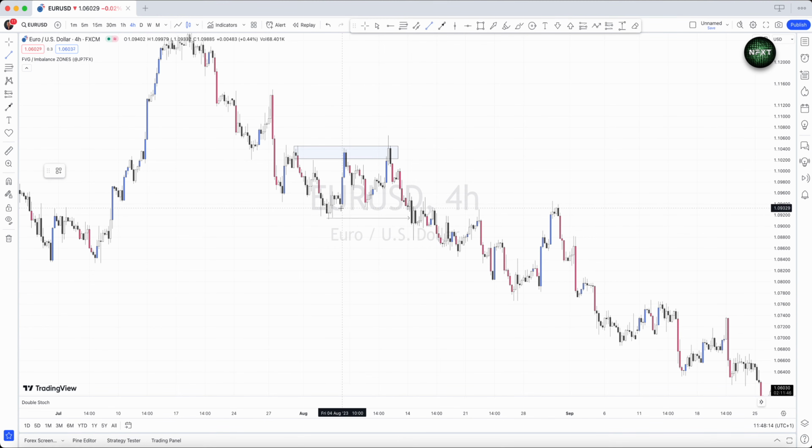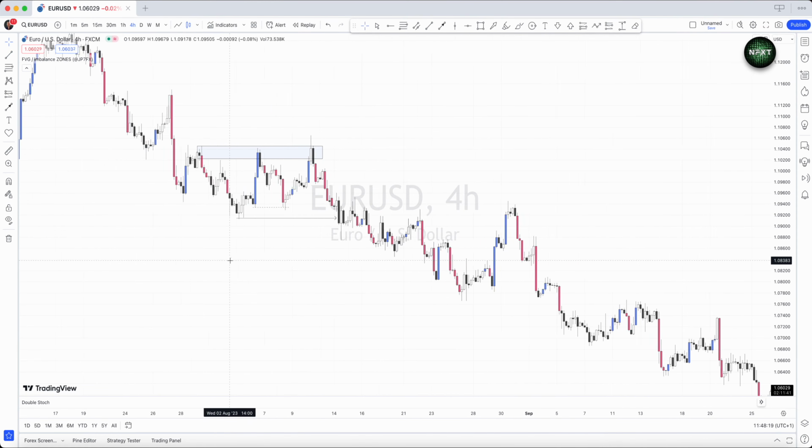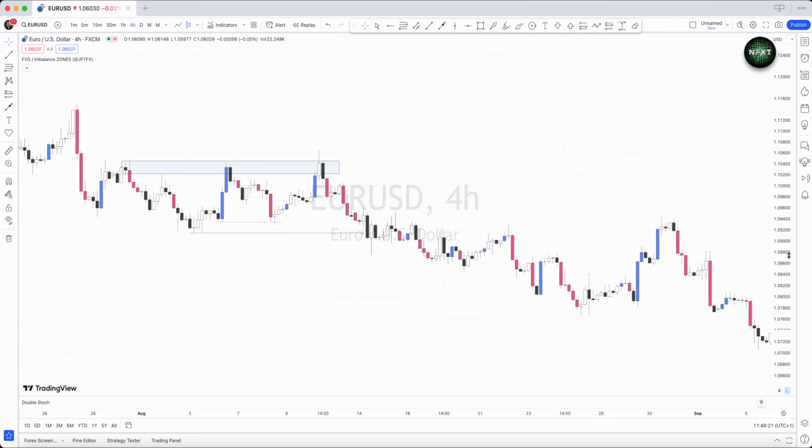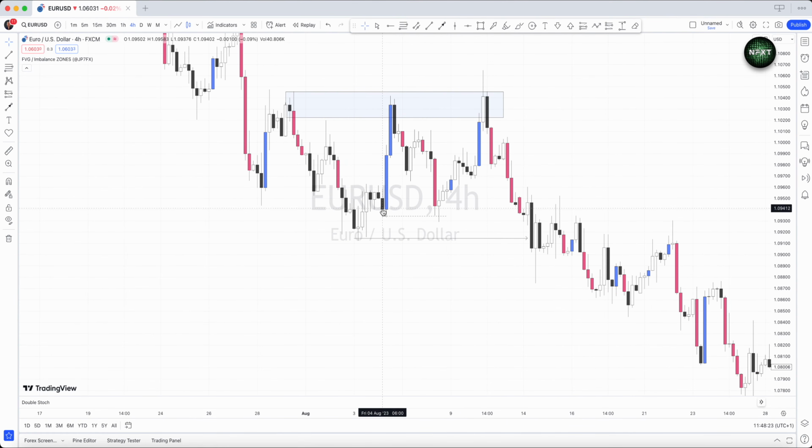Look what happened down here. What do you see? Let's go closer in. What do we see here? We see the market from this low, pushing up, pulling back, okay, and then pushing back to the high.